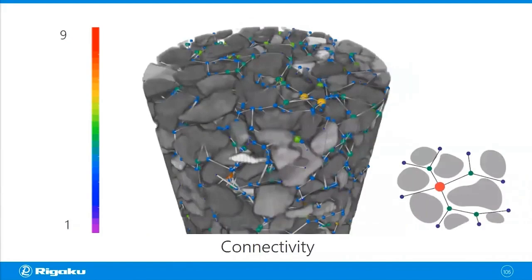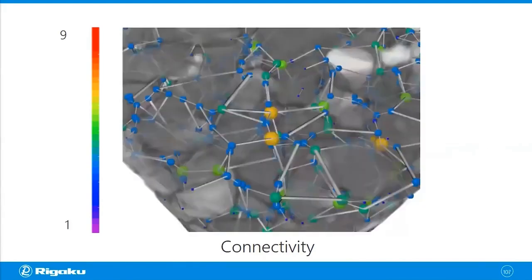Another way to look at the pore network is to visualize the connectivity. So in this case, you're looking at how many pores are connected to each pore. This one, for example, is a dead end. So this pore is connected to just one other pore. This one is connected to 3 more, and this one is connected to 6 pores.